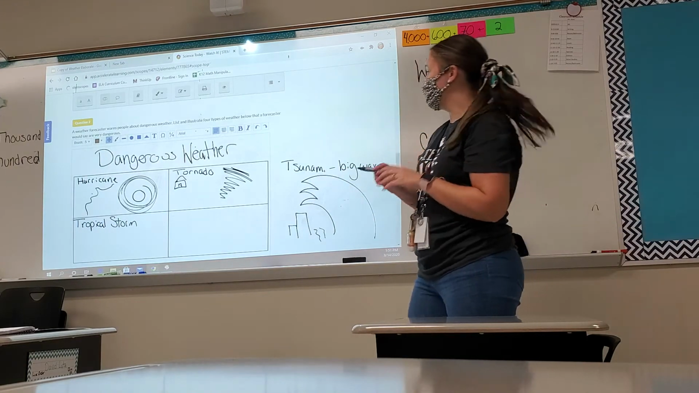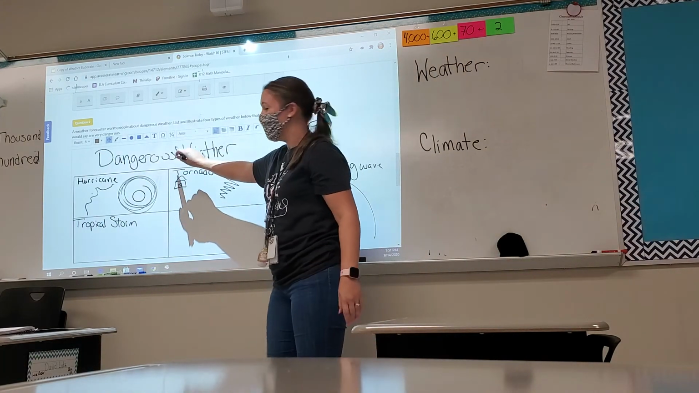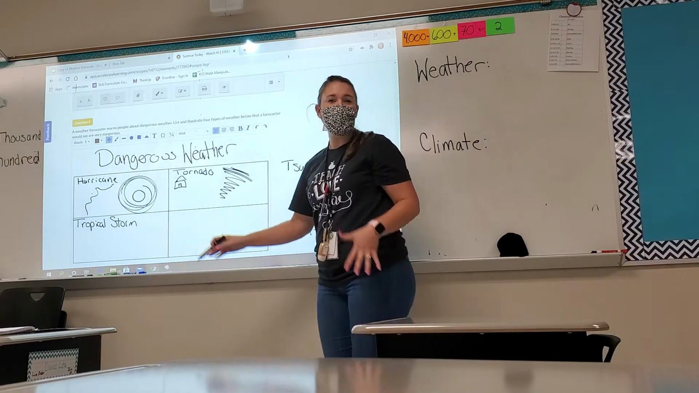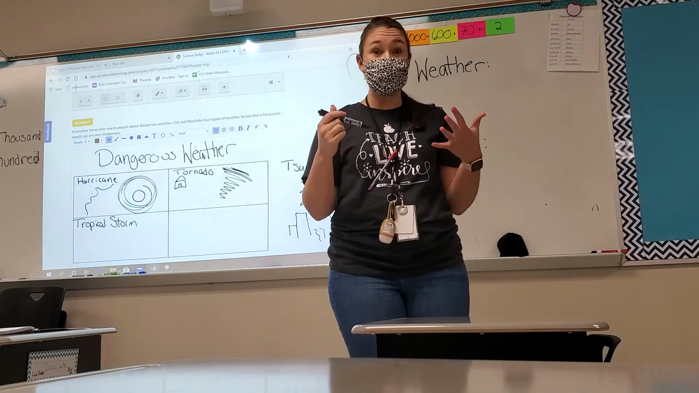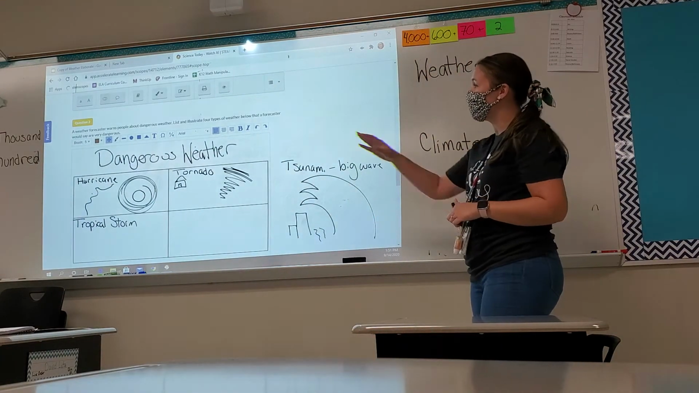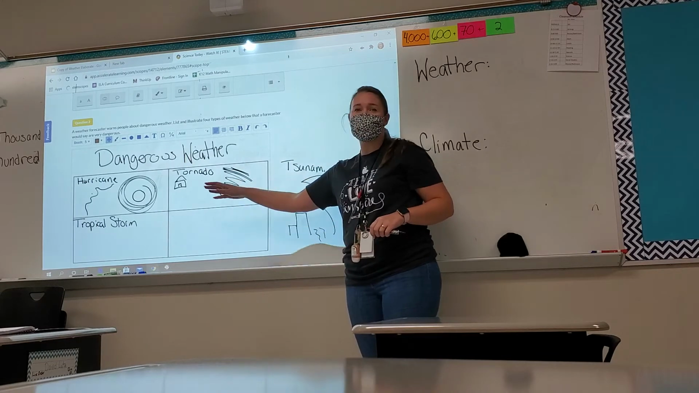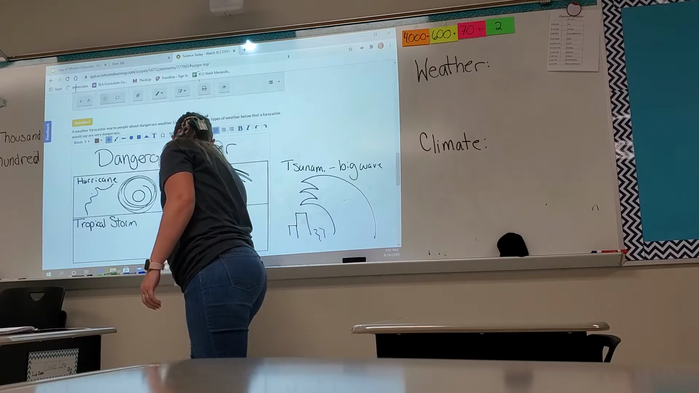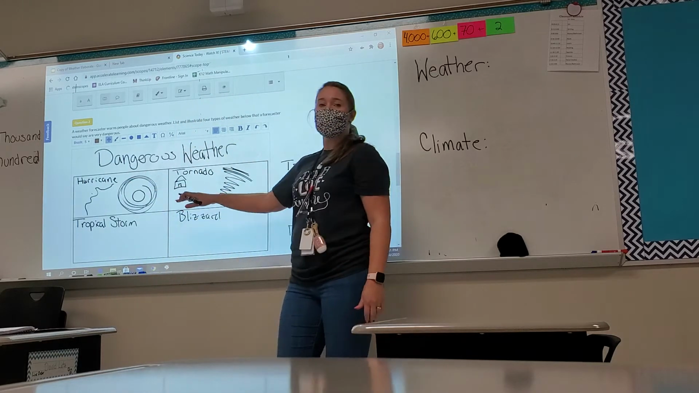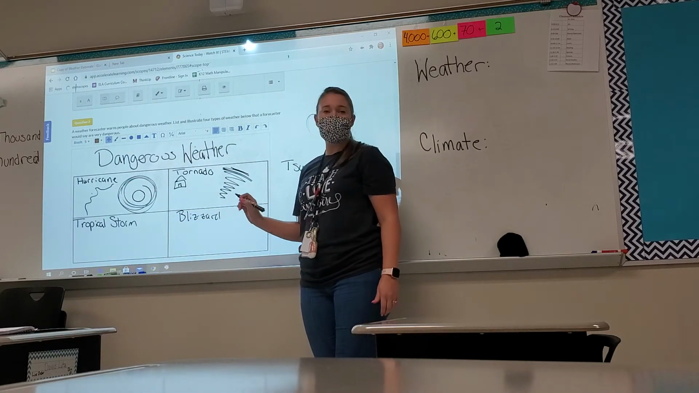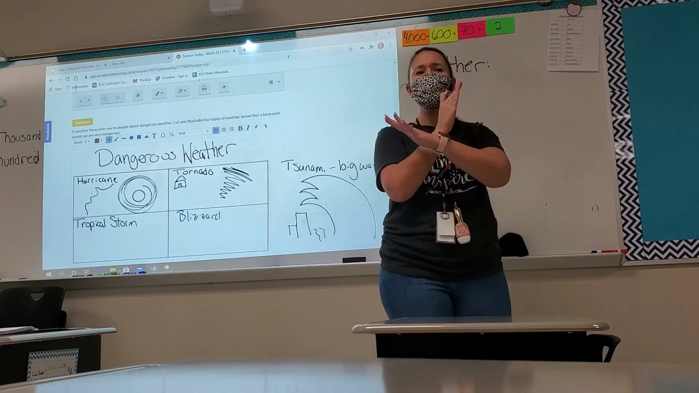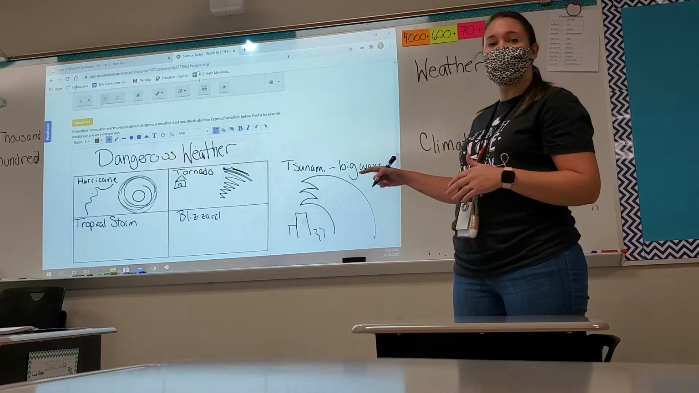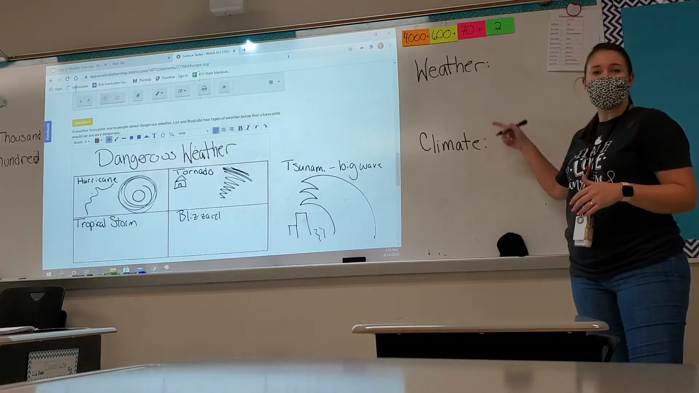What I want you to do is on a sheet of paper, you're going to draw 4 boxes. And we talked about some different kinds of dangerous weather, which includes hurricanes, tornadoes, a tropical storm, and maybe a blizzard. You are going to illustrate those different types of dangerous weather on those 4 quadrants. You can hit pause, and then once you hit play again, then we'll be talking about weather and climate.